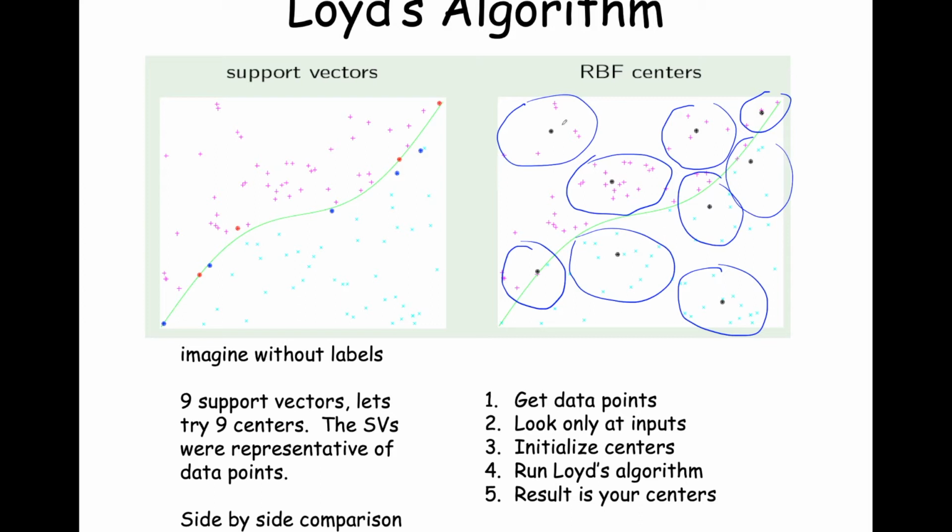So this is a side-by-side comparison between support vectors and radial basis function centers, just by using the same function, the radial basis function. In the case of support vector machines, it's a kernel, the radial basis kernel. In the case of Lloyd's algorithm, we use the radial basis function to compute these centers, right? We have very different behavior, even though we have the same radial basis function.